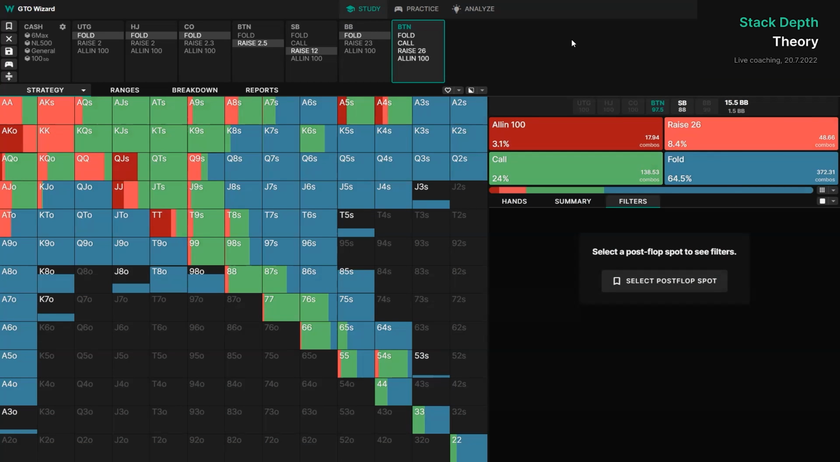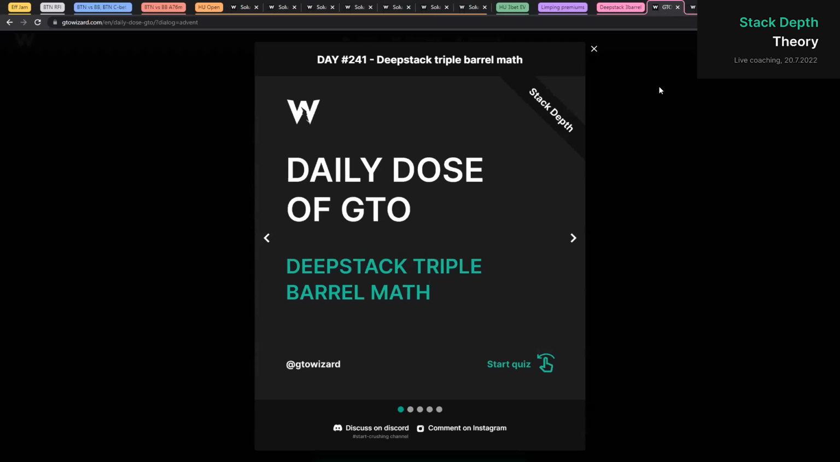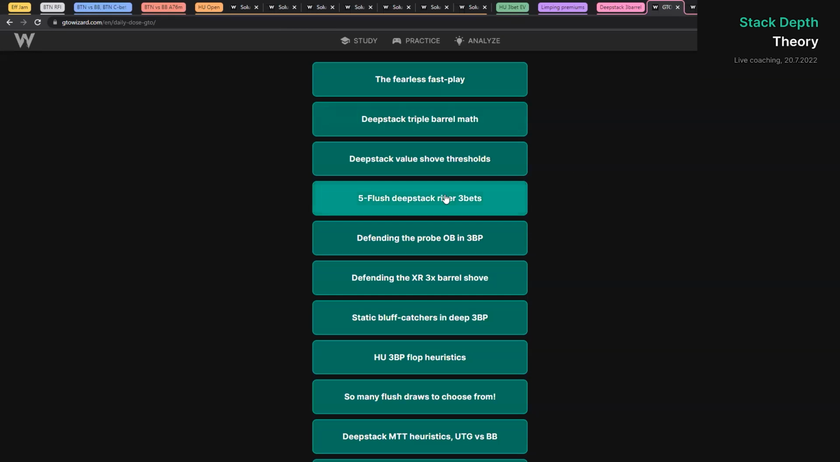Raphael says, a lot of poker is about realizing and pushing equity. Very well said. So what do I have here? Oh yeah, the deep stack triple barrel. This one's kind of a fun one. Deep stacked triple barrel math.